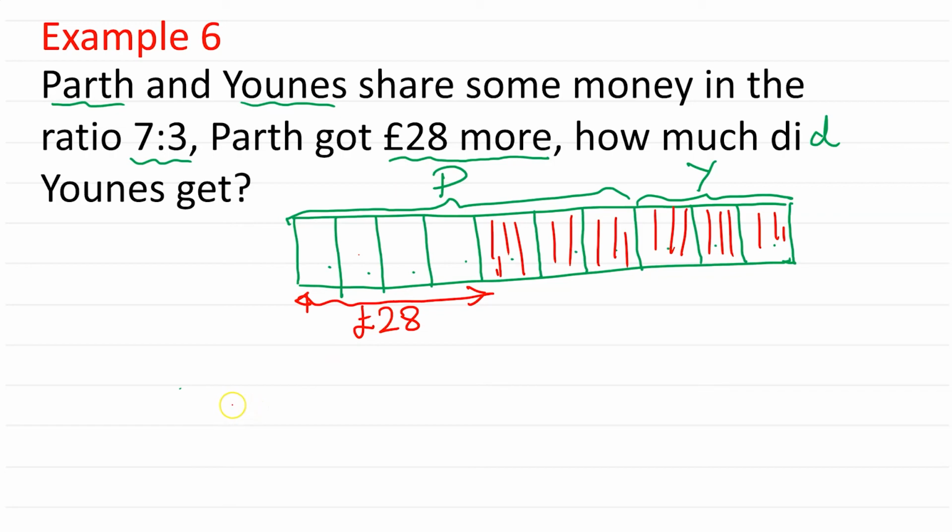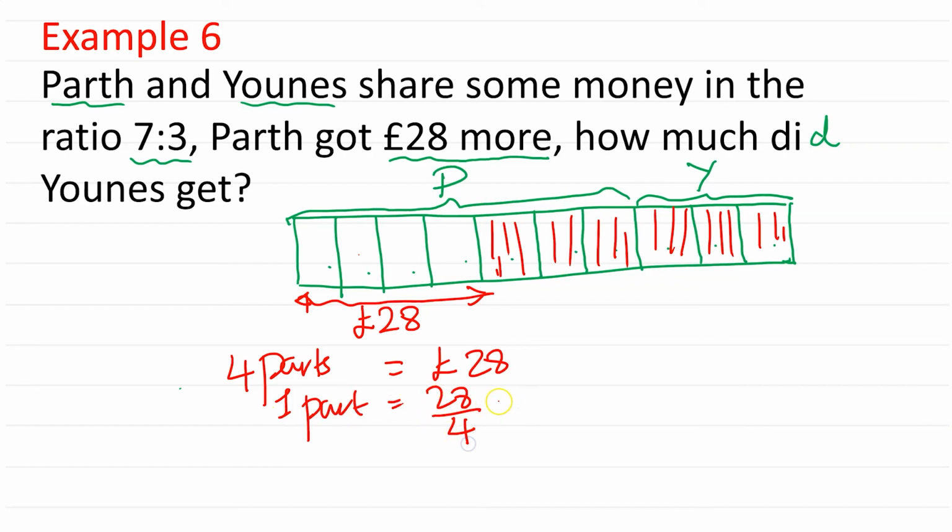Now remember, each part has to be having the same amount. So if 4 parts, you can see there are 4 parts, must represent £28. So 1 part is going to be equal to 28 divided by 4, which is £7. So in here there's 7 pounds, 7 pounds, 7, 7, 7 here, 7 there, 7 there, 7 there, 7 there, and 7 there. So now we know each one part is 7, we can say how much Yunus got.